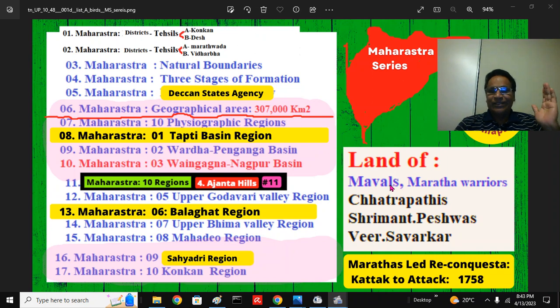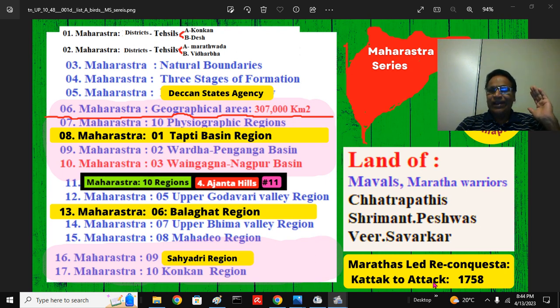The land of Mavals, the initial soldiers of Chhatrapati Shivaji, great Maratha warriors, came from that fulcrum. Maharashtra is the land of Chhatrapatis, like Shivaji Maharaj, his son Shambhuji Maharaj, then Chhatrapati Rajaram and Shahuji, the grandson of Shivaji, and so on. Land of the Srimant Peshwas, Bajirao and descendants. And of course, Swatantra Veer Mrutyunjay Savarkar.